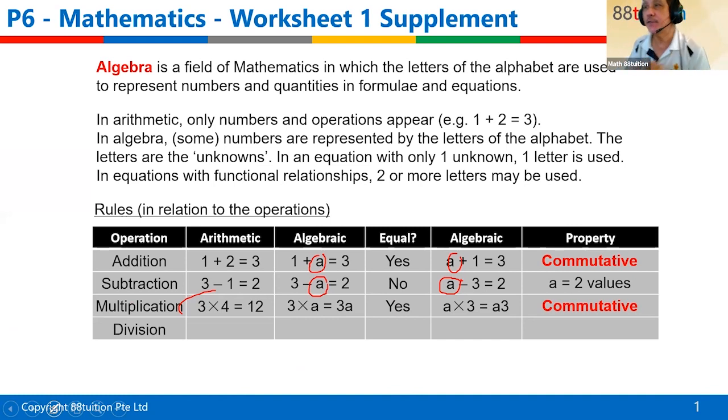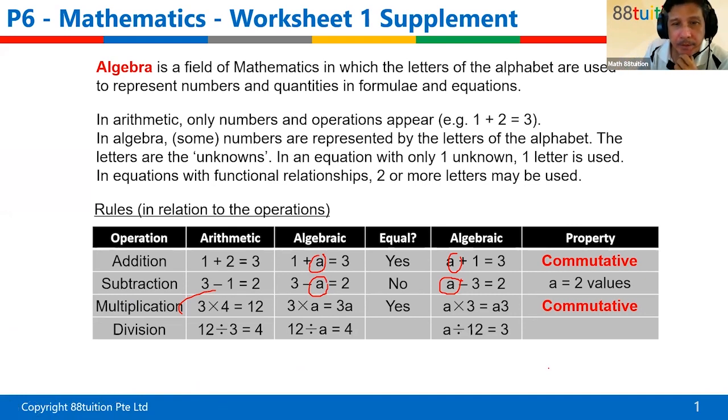Okay, let's talk about division first. Now, if division, let's say I give you 12 divided by 3 equals 4. Now, what if I were to give you 12 divided by A equals 4, or A divided by 12 also equals 4? Does A take on the same value? No, it doesn't take on the same value.